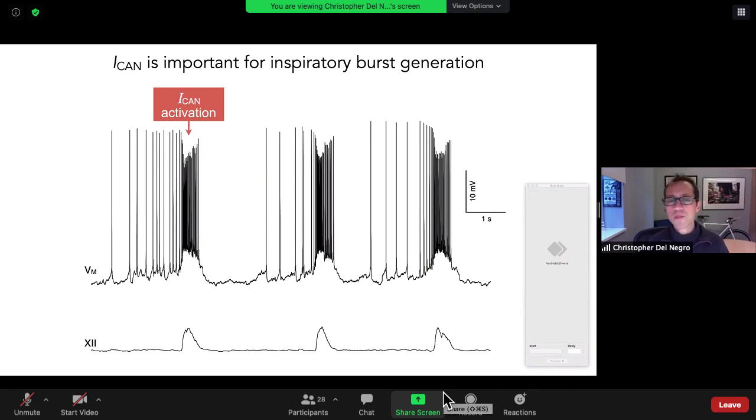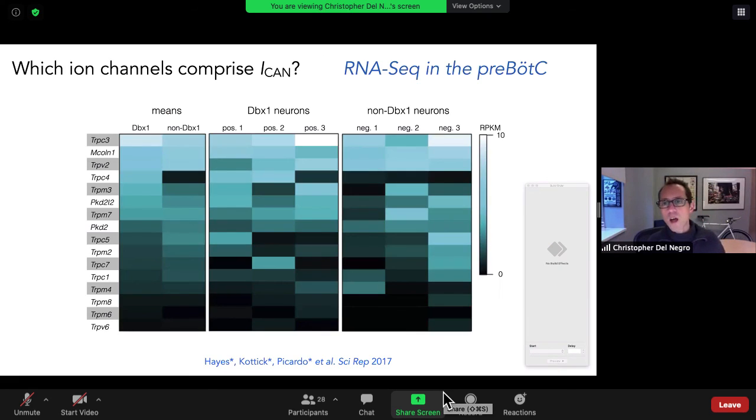So CAN current is phenomenological. It refers to a whole cell current. It is not itself an ion channel. So in order to investigate the CAN current and its role in output, the first task was to identify the underlying ion channels. So again, we went to molecular genetics to try and unravel this question, and we did RNA sequencing. And this was a large effort that involved many faculty members at William & Mary, including my colleague, Dr.